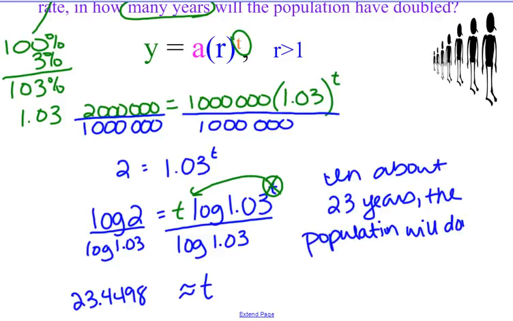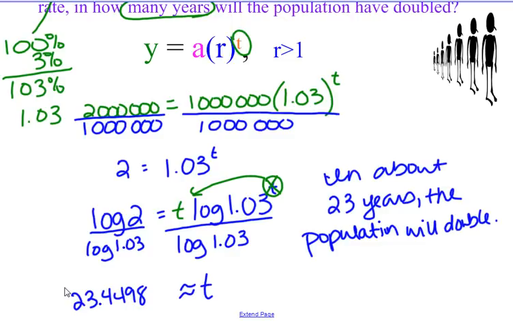I don't think the city wants us to find the exact hour it's going to double. They know this is an estimate. So if we were to take 23.44 to find 0.4 of a year, it would be about 5 months or whatever it would be. So we're not going to say in 23 years, 5 months, 7 days, 3 hours. We don't need to be that specific. If we say in about 23 years, your population is going to double.